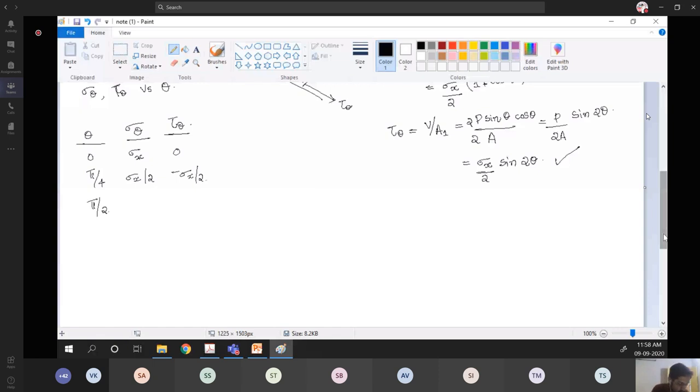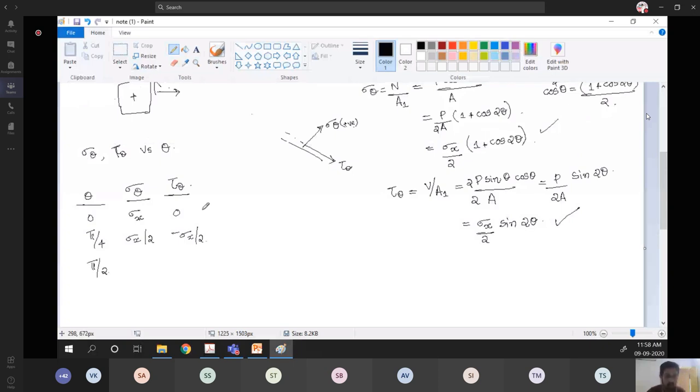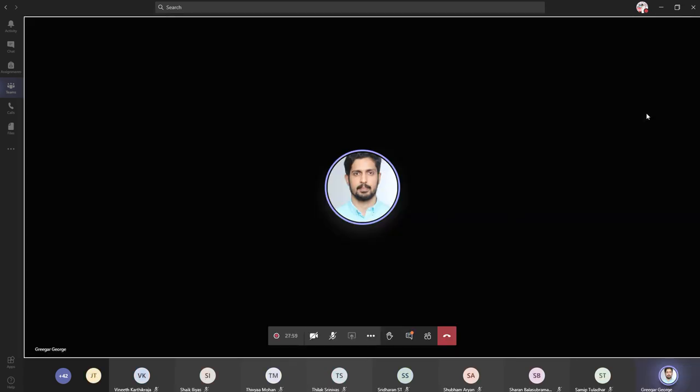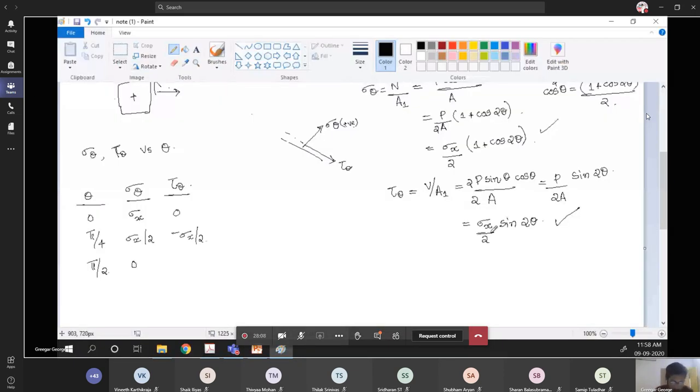And now for pi by 2, what will be the value for sigma theta and tau theta? Sigma theta 0, sir. Okay. Tau theta will be sigma x by 2 sin 2 theta, with theta equal to pi by 2. What will be the value for tau theta? It will also be 0. Yes, exactly.